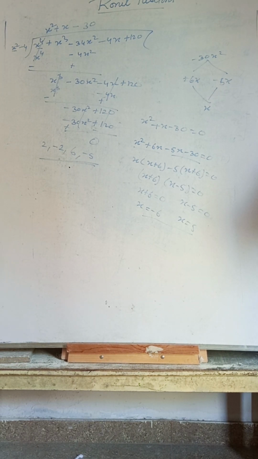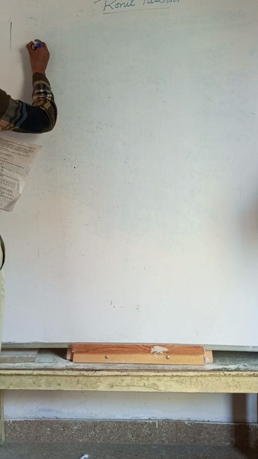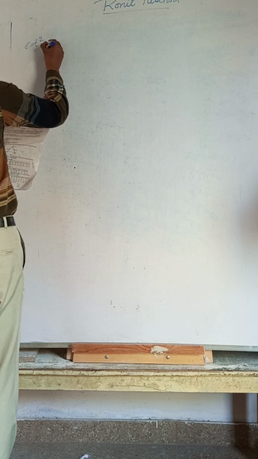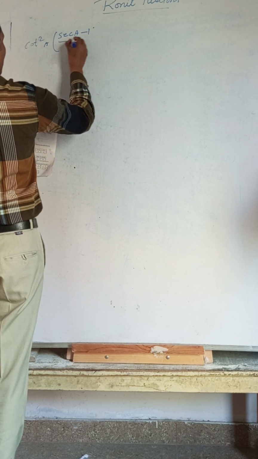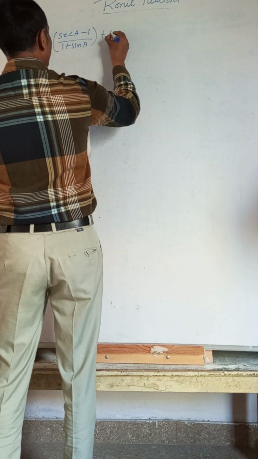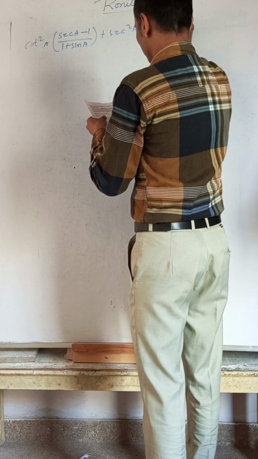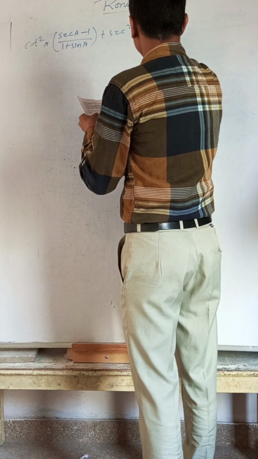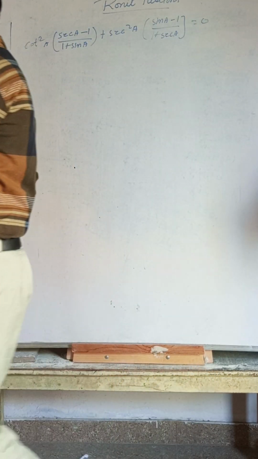Next question we are going to. That question is given in trigonometry and we are going to prove it. What is that? The question given here: cot square A into sec A minus 1 divided by 1 plus sin A, plus sec square A into sin A minus 1 by 1 plus sec A is equal to 0. We have to prove it.